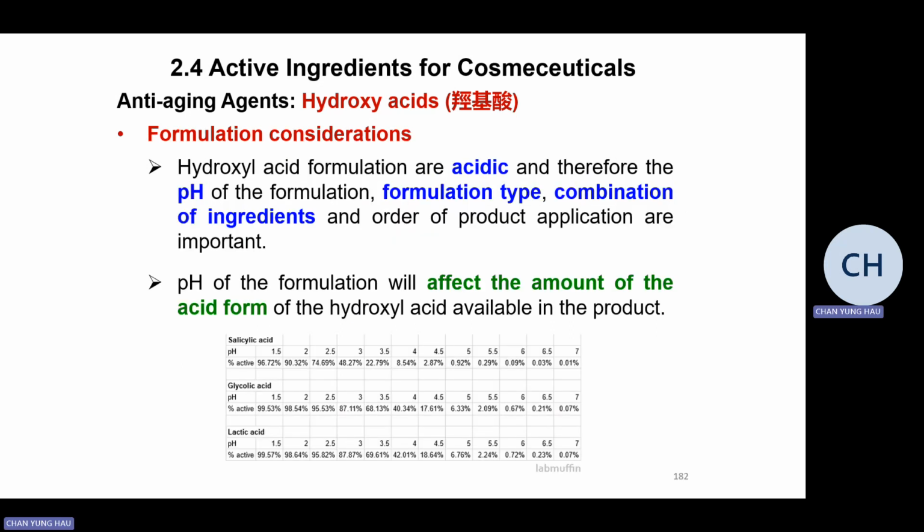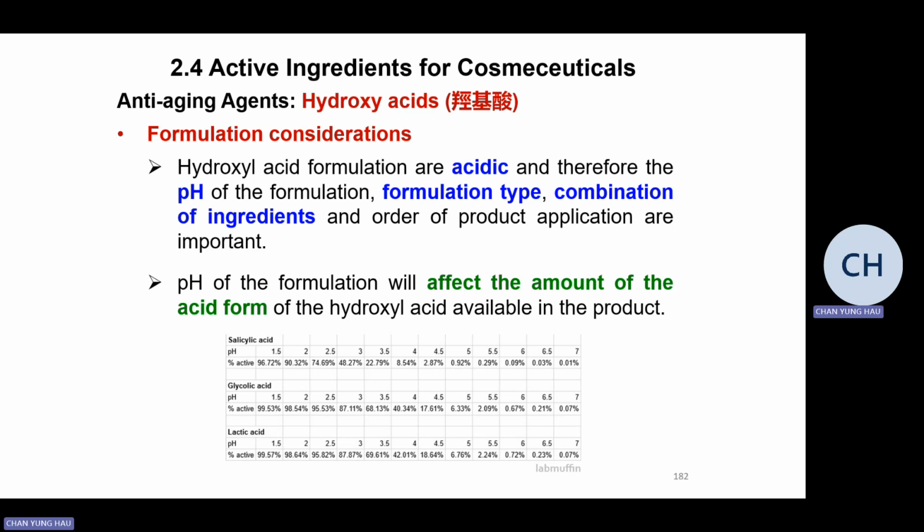So for the formulation considerations, hydroxy acid formulations are acidic in nature. Therefore the pH of the formulation type and combination of ingredients is quite pH sensitive. The pH will affect the amount of acid form.